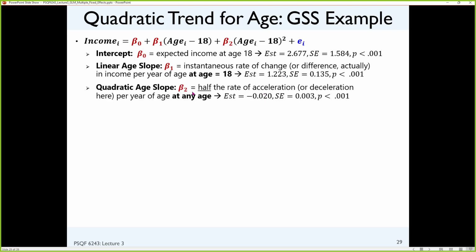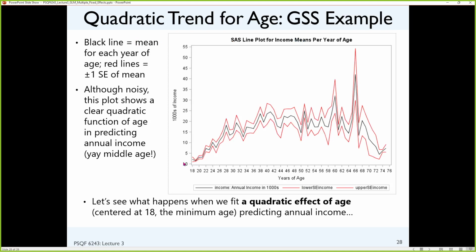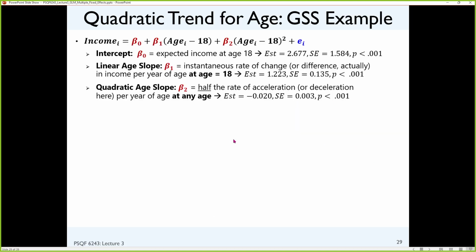Now the quadratic. It's half the rate of acceleration or deceleration. The estimate of it is minus 0.02. So it's exactly as we would have expected from the picture. This linear slope is becoming less positive because I have a negative quadratic that's bringing it down. So to talk about what happens to the linear slope as a function of this quadratic slope, we've got to multiply it by 2.